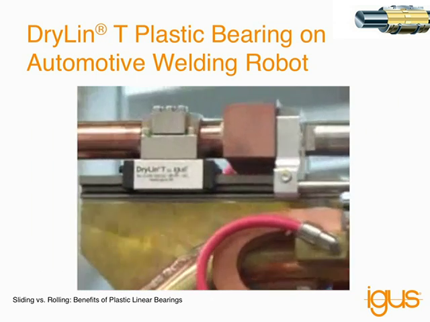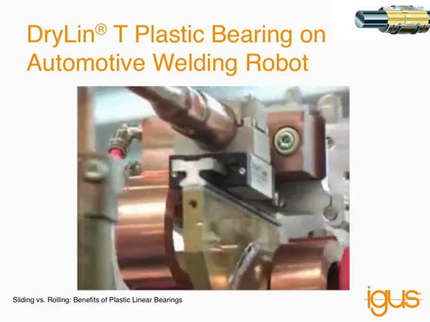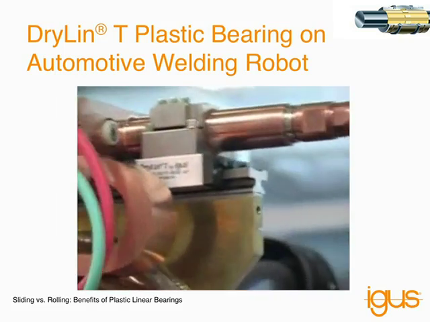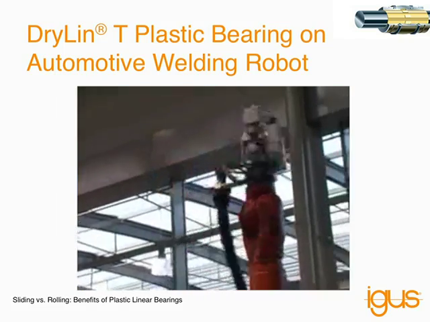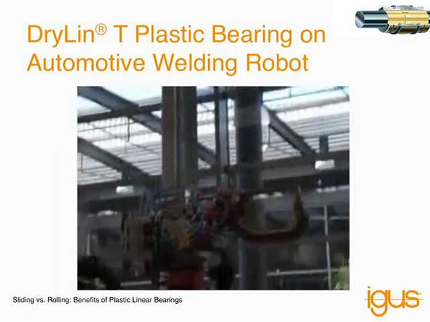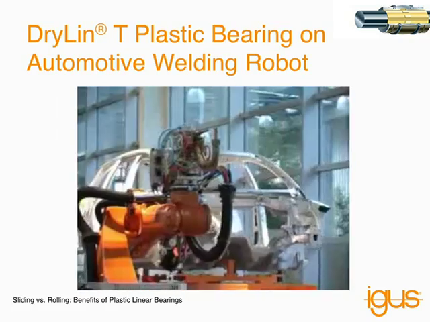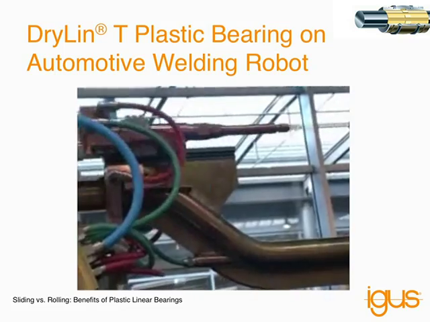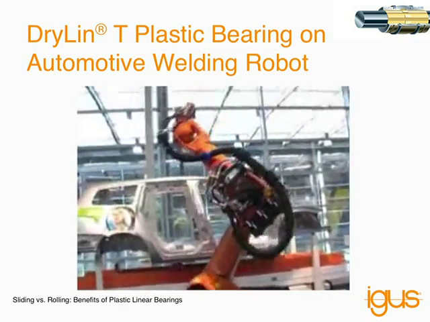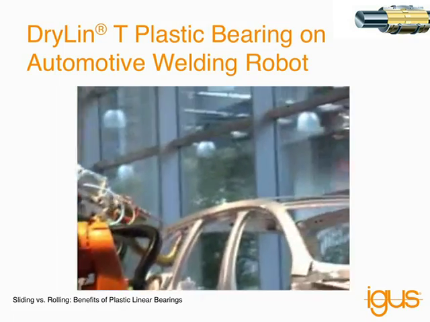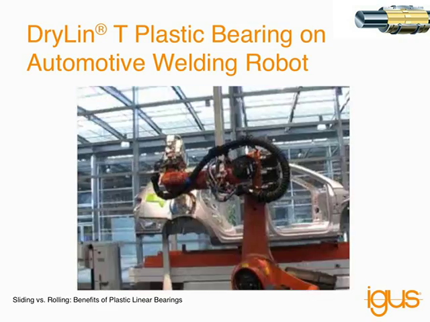This is actually one of my favorite videos. It shows igus DryLin T, which is dimensionally interchangeable with a lot of profile style guides, at work on a welding gun in an automotive application. DryLin was used because the plastic inserts were able to basically push the weld splatter out of the system without damaging the plastic parts.